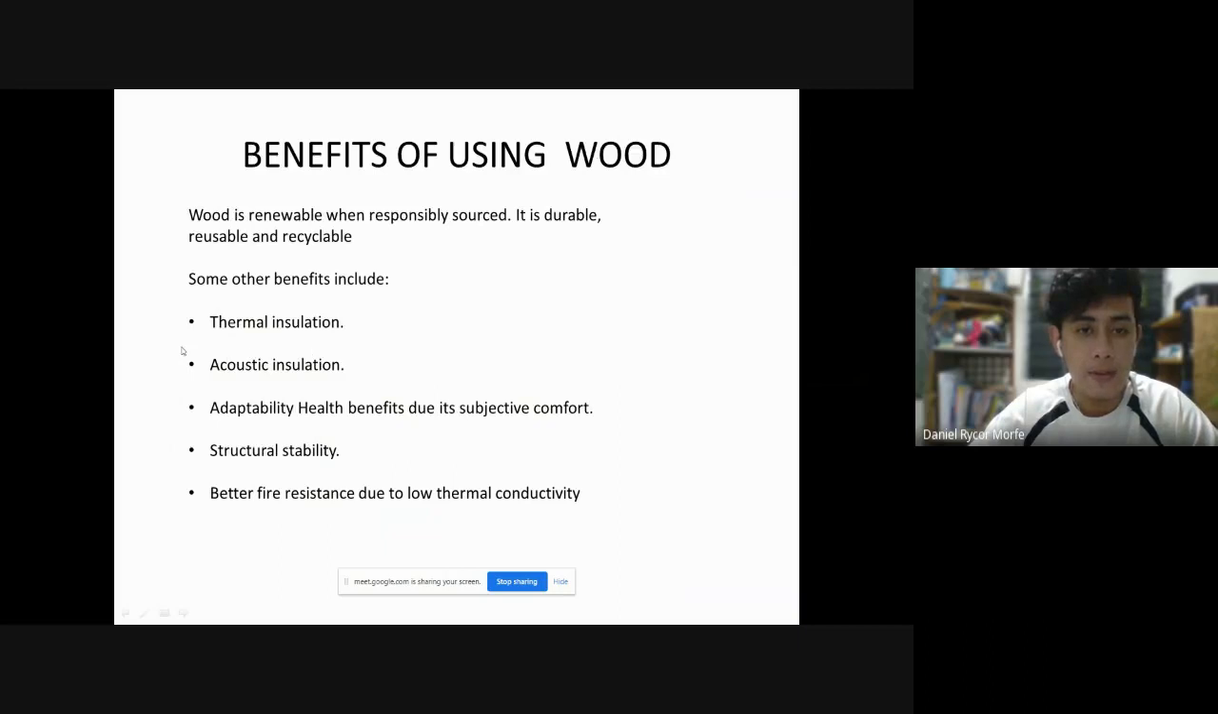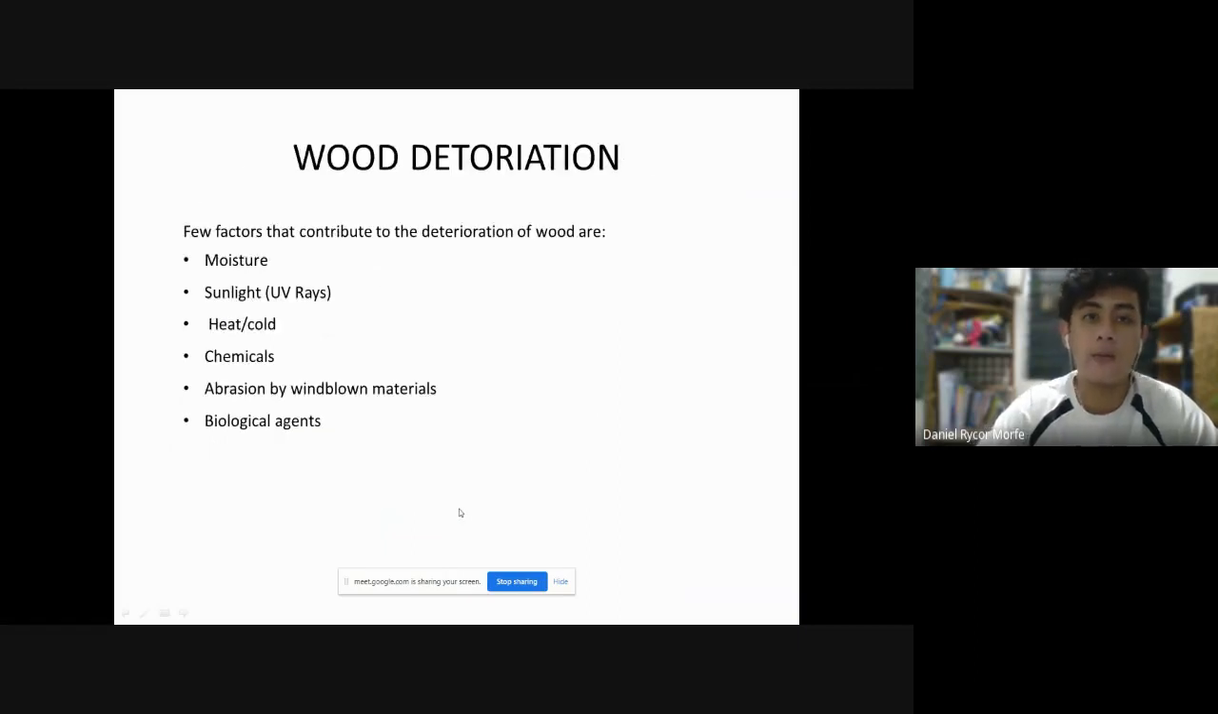Some other benefits include thermal insulation, acoustic insulation, adaptability, and health benefits due to its subjective comfort, which is true because, as you can see, it came from the forest and has good, positive energy from the forest, since it's also a living organism. Structural stability, better fire resistance due to low thermal conductivity. Wood deteriorates also.